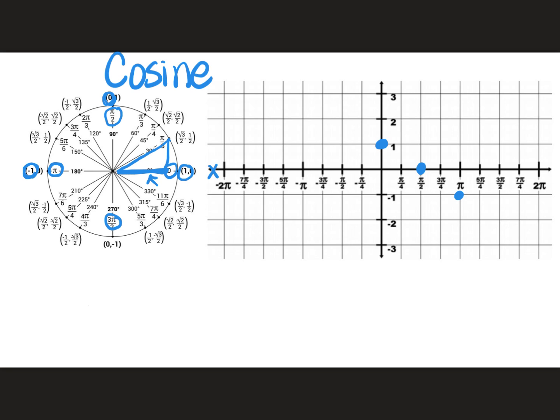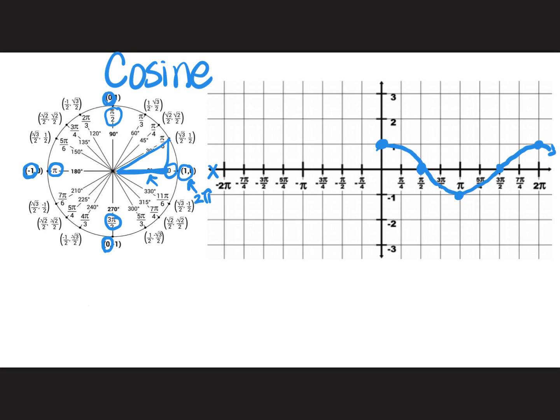And 3 pi over 2 will be another key point. And we'll grab the cosine there, which is 0. And full circle, we're back to where we started with 2 pi. So back at +1. So here is our cosine function. You still get that same periodic shape, but instead of starting at 0, 0 like sine did, we're going to start at 0, 1.